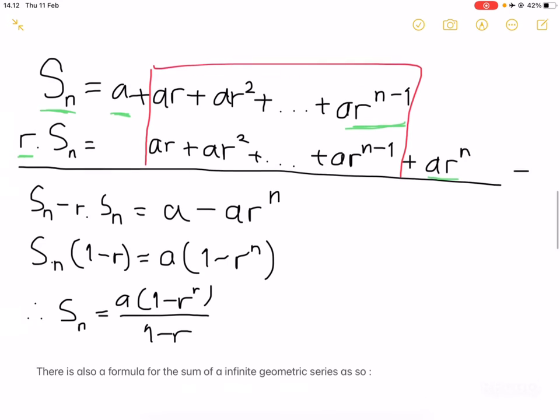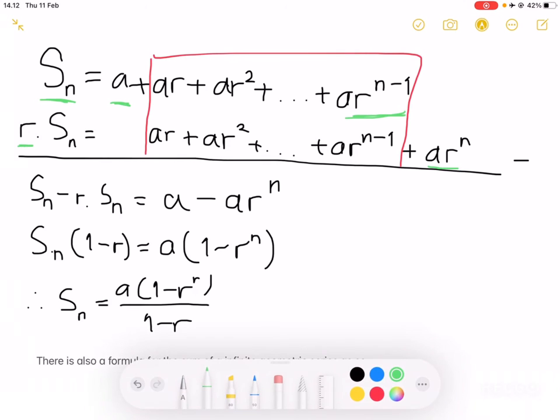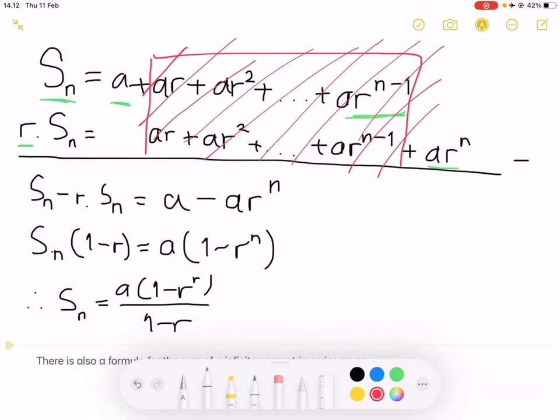And the reason I do this kind of sliding is because I want to subtract them, and notice this whole thing, boxed in red, will cancel out. So we're only left with Sn minus r times Sn is equal to a minus a r to the n. Factoring out the Sn and a, and then finally dividing by 1 minus r, we get the original formula right here.